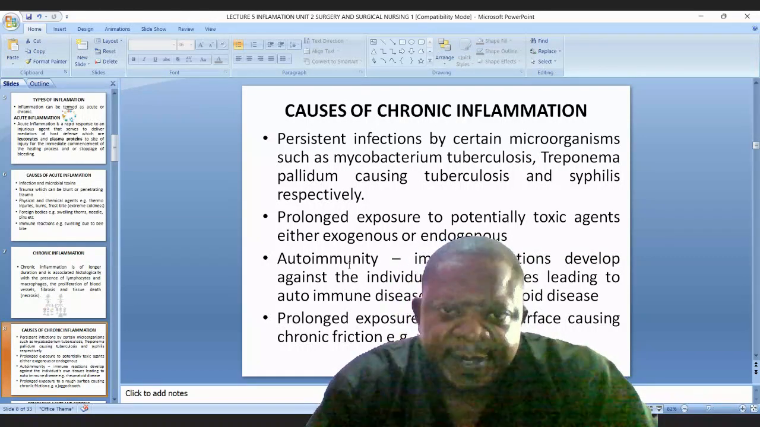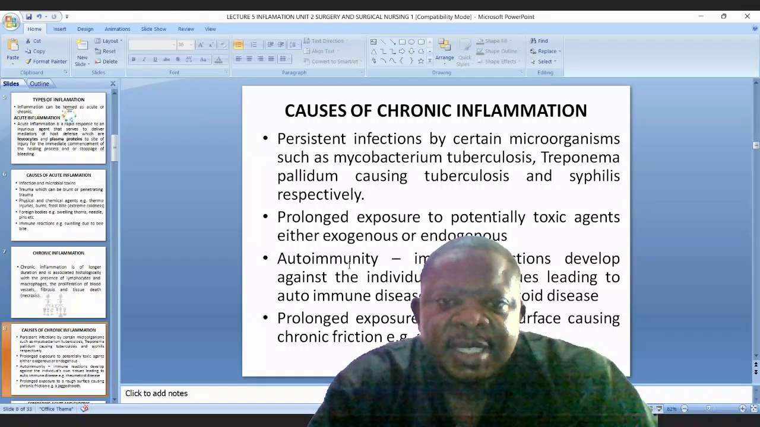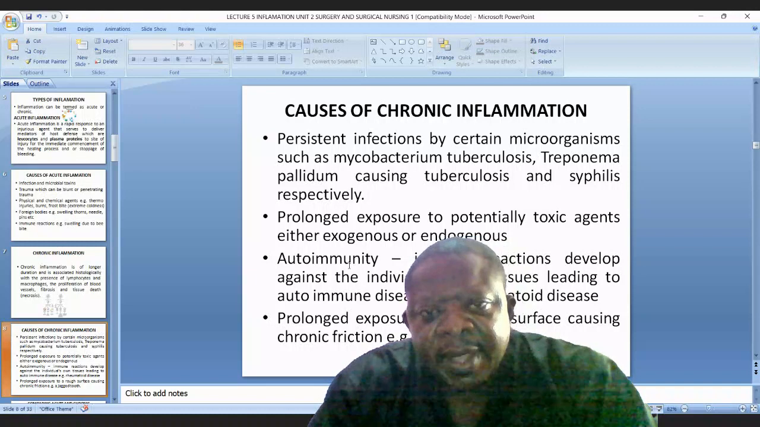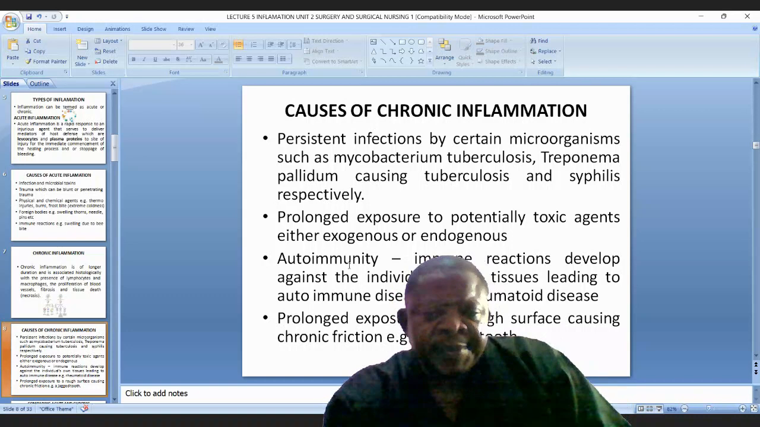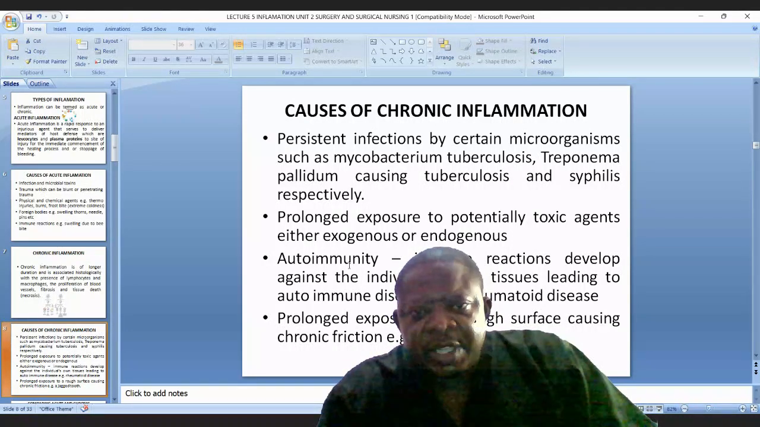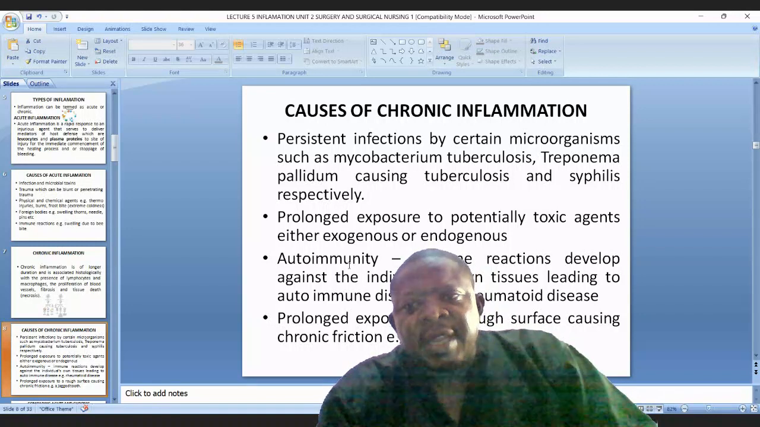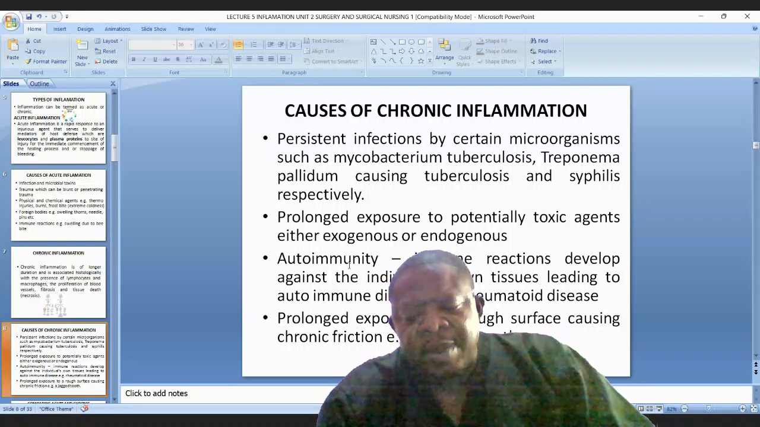Autoimmunity. Immune reaction may develop against individuals' own tissues, leading to an autoimmune disease. The example here we can appreciate is rheumatoid disease. So, autoimmune infection may cause chronic inflammation. Prolonged exposure to a rough surface causing chronic friction. So, if one is exposed to a noxious substance or to a rough surface for a long period of time, it may result in or complicate to chronic inflammation.